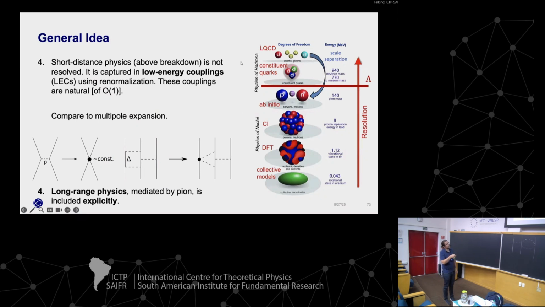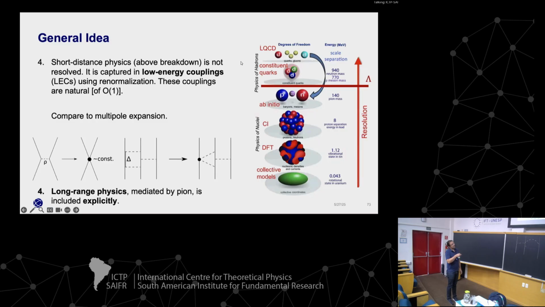Similarly, there might be other degrees of freedom like the delta. So you have the delta isobar, so a pion and nucleon, when they scatter, could excite a delta. We don't resolve this, so we put it in a constant, right? It's just a contact interaction, and it will be multiplied by some constant.